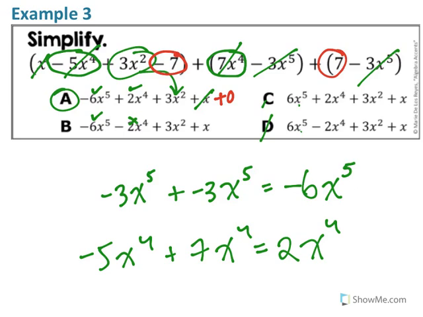And that's it. So whether you want to write your terms horizontally, stack them, and then add them vertically, or simply just combine like terms is up to you.